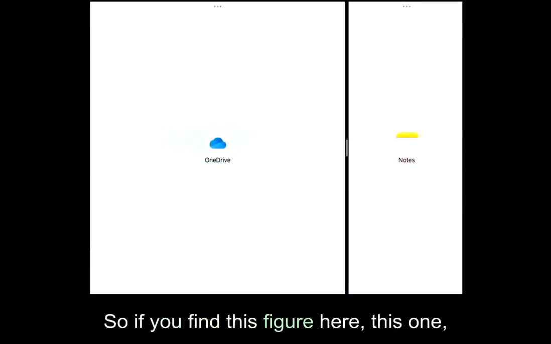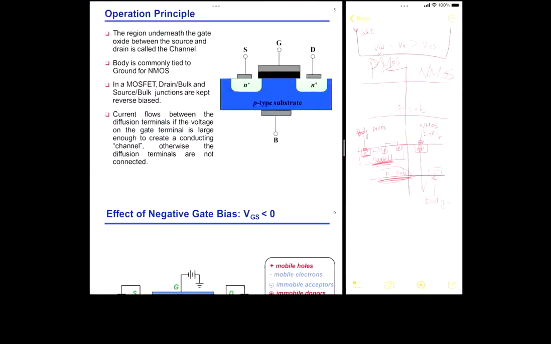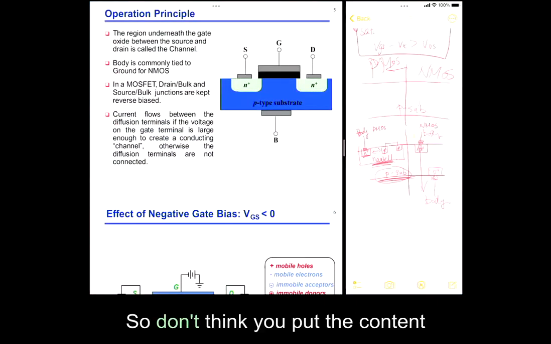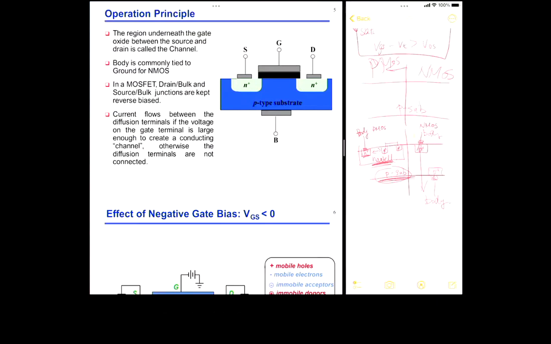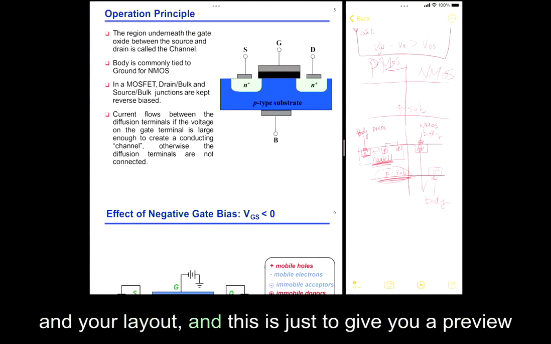So this figure here is just symbolic. Don't think you put the contact underneath your substrate. You will know a bit more when you do your project and your layout, and this is just to give you a preview of what it looks like.